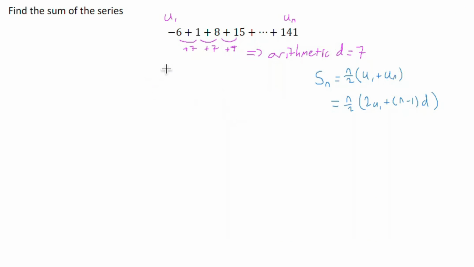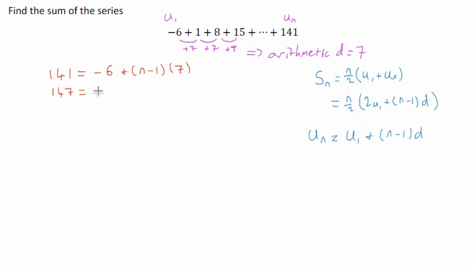But now let's think about how we are going to find n. Well, to find n we need another formula. We need the formula for un. un is equal to u1 plus n minus 1 times d. Using that, we can use un is 141. So 141 is equal to u1, which is minus 6, plus n minus 1 times d, which we said was 7. We can solve this.